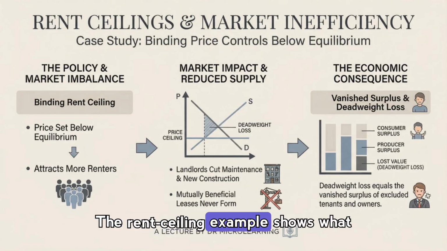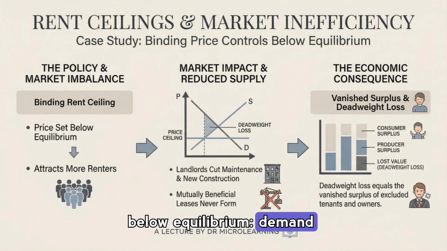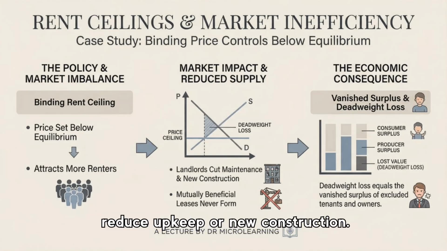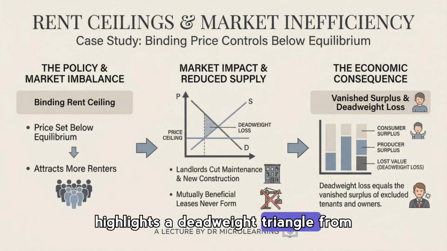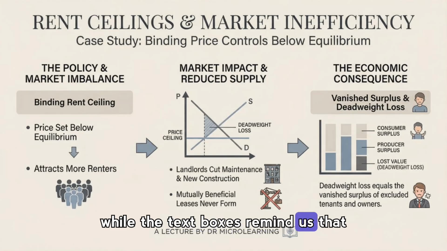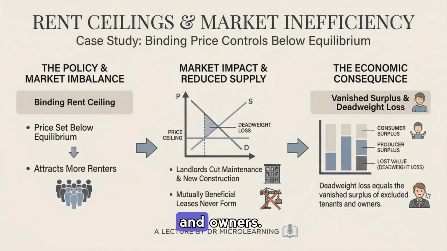The rent-to-ceiling example shows what happens when a price cap binds below equilibrium. Demand increases, supply falls, and landlords reduce upkeep or new construction. The supply-demand graphic highlights a deadweight triangle from excluded mutually beneficial leases, while the text boxes remind us that the vanished surplus equals the economic value lost by both tenants and owners.